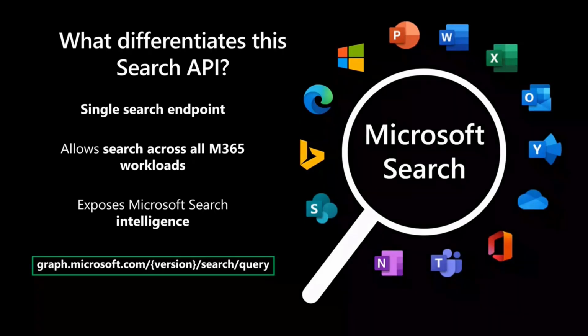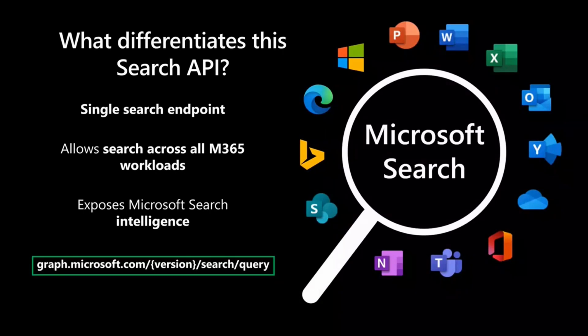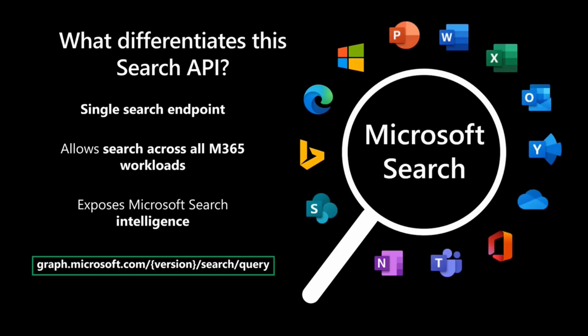We also are working on exposing Microsoft Search Intelligence, and that's a really important part of what differentiates this API as well. I see having this little green box here what the endpoint looks like, and we'll dive into how to understand this endpoint and what the API structure is a little bit later.